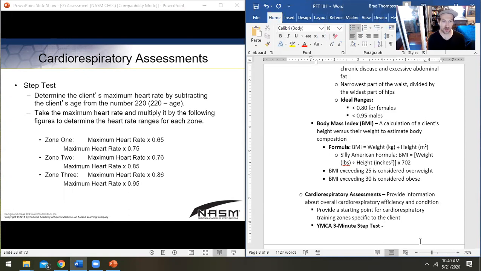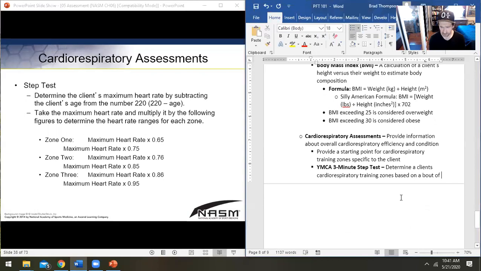Right, and that's going to determine a client's cardiorespiratory training zones based on a bout of submaximal stair climbing, right? So you're going to put them on a series of steps over the course of 3 minutes, okay? So again, your heart rate zones here are no different, right? 65, 75, 76, 85, that's all the same.